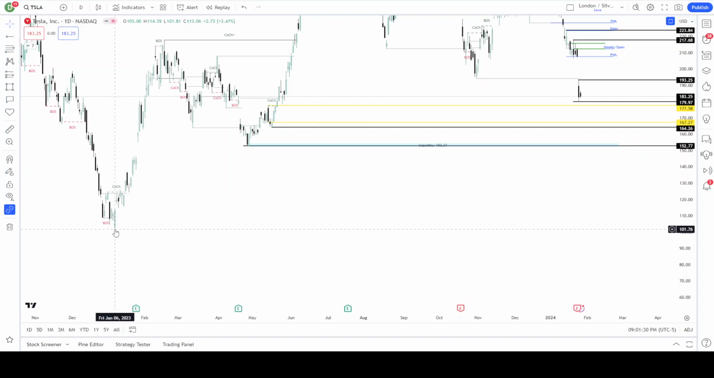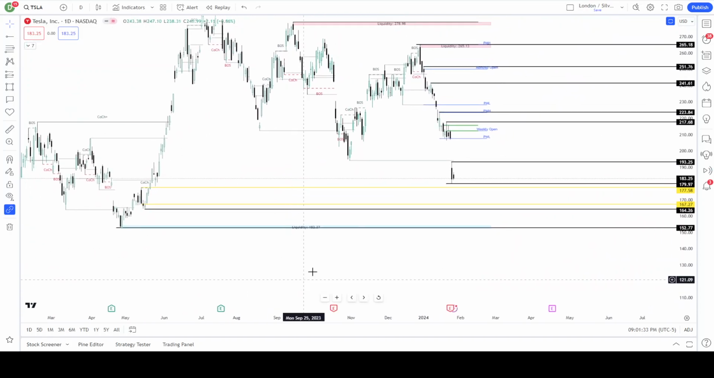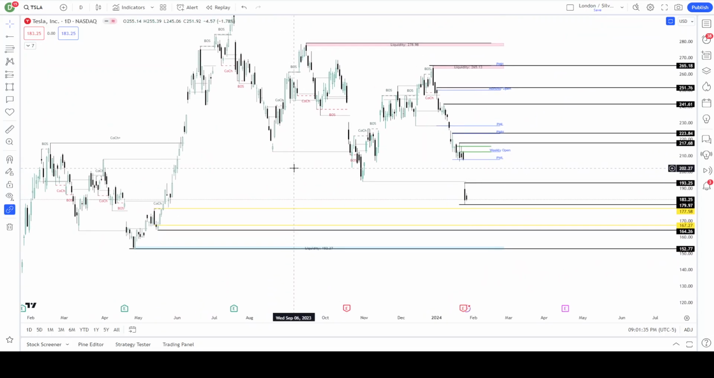Ultimately, the swing low down at $100. But we're not there yet. So we'll see if and when we get there. But right now, our nearest targets are last week's low, breaker block, possible mitigation block, and then additional sell side liquidity targets down below, 164.26 to 152.77.